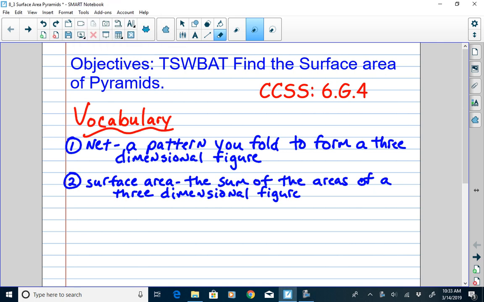Okay guys, we're going to start with today's lesson. We want to be able to find the surface area of pyramids. The two vocabulary words are first, a net. A net is a pattern that you fold to form a three-dimensional figure. And then also the surface area, which is the sum of the areas of a three-dimensional figure.